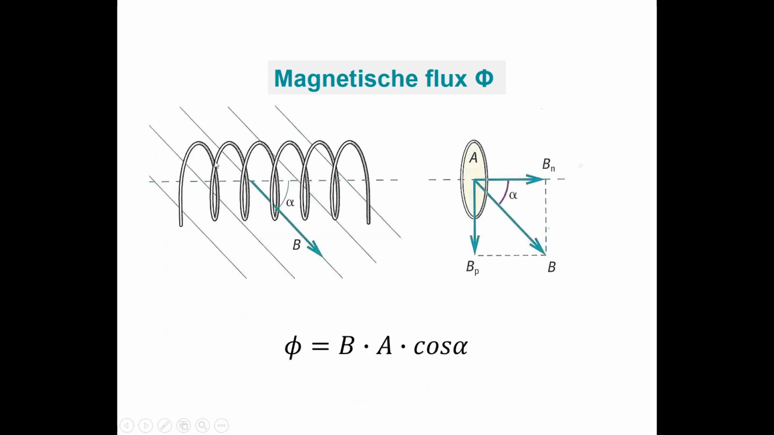Now let's have a look at this picture, and in this picture the magnetic field lines are entering the coil with an angle alpha to this axis, and that axis is perpendicular to the surface of the coil. So only this part of the vector B is part of the flux. That is Bn, and Bn is B times the cosine of alpha. Now we can define the flux, which is equal to Bn times A. So Bn times A is equal to B times the cosine of alpha times the surface of the coil A. So the flux is B times A times the cosine of alpha.